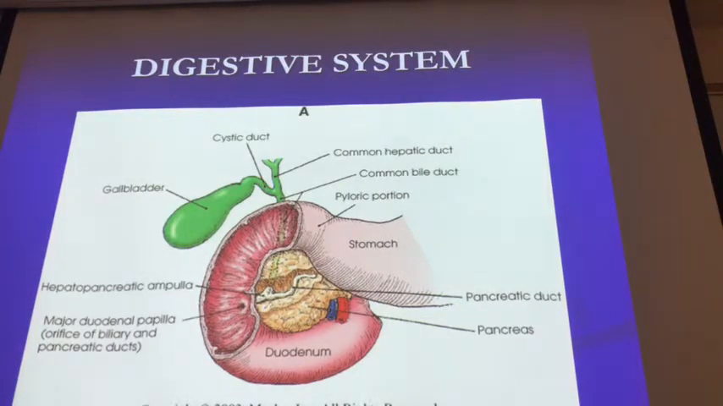Okay, what's the purpose of bile? Emulsify fat. Okay, all right. And also, don't forget pancreatic juices also help in the emulsification of fat. Okay, so that's what you have here.